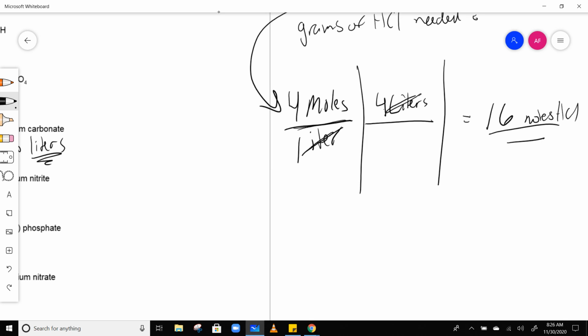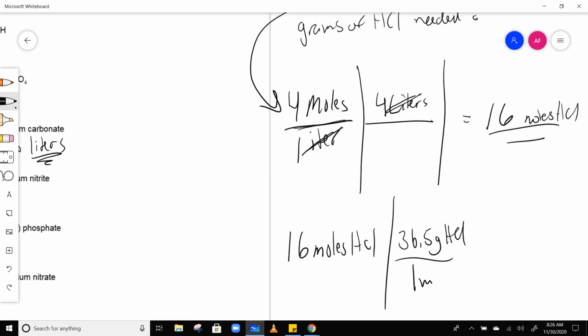So I have to convert moles to grams now. 16 moles of HCl times its molar mass, 36.5 grams of HCl for every 1 mole. I do that work here. 36.5 times 16, and I get 584. Oh, that's a lot of HCl. 584 grams of HCl.